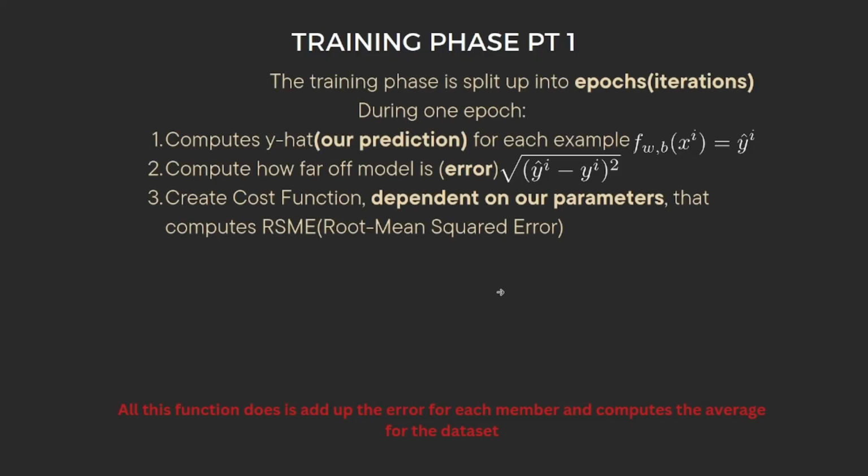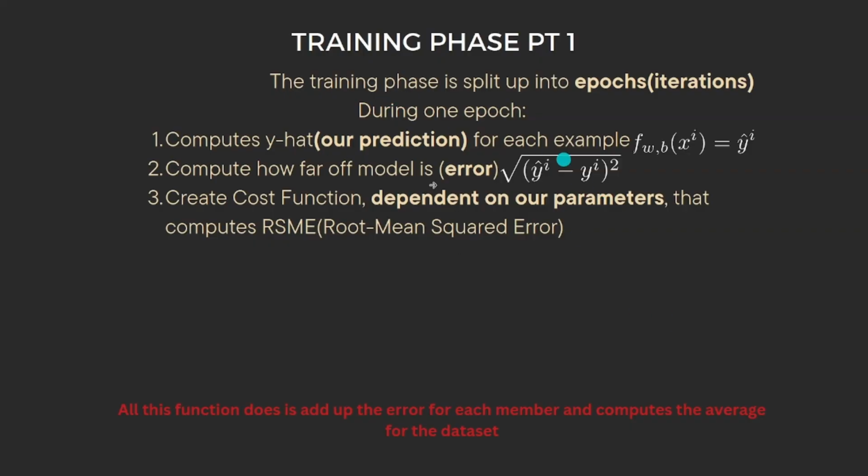So then we get into the training phase. Our training phase is split up into epochs. Each epoch is an iteration through the entire database, or mostly in relation to the entire database. The first thing we do is we compute our prediction, or our y hat, for each example, and then we compute how far off our model is, and that's the error.